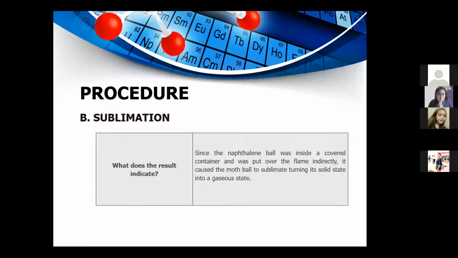So what does the result indicate? Since the naphthalene ball was inside a covered container and was put over the flame indirectly, it caused the mothball to sublimate, turning its solid state into a gaseous state.